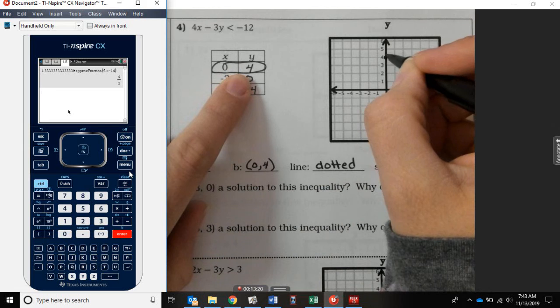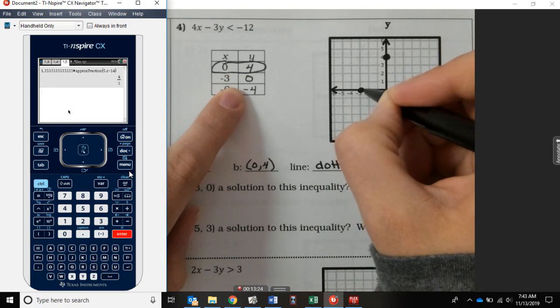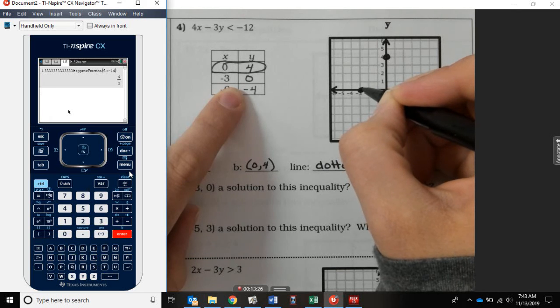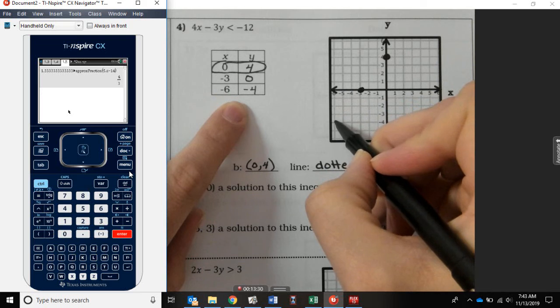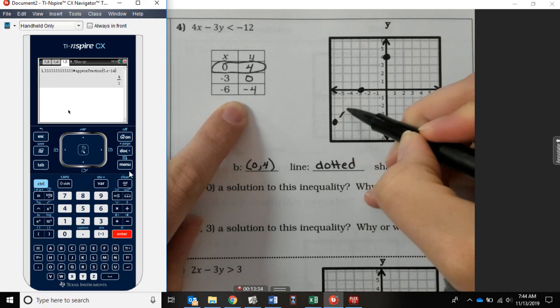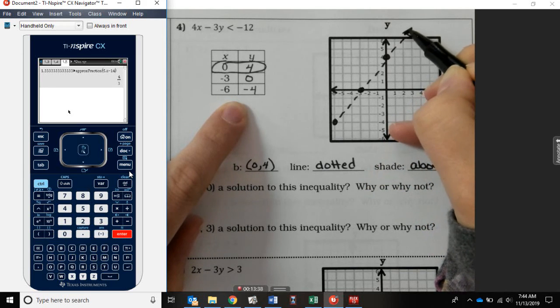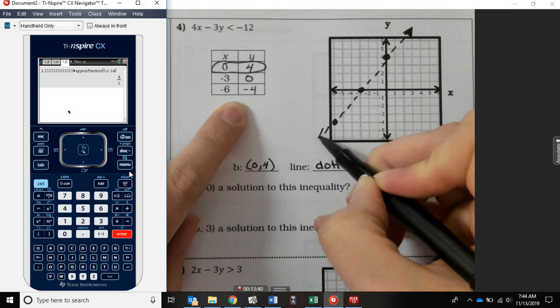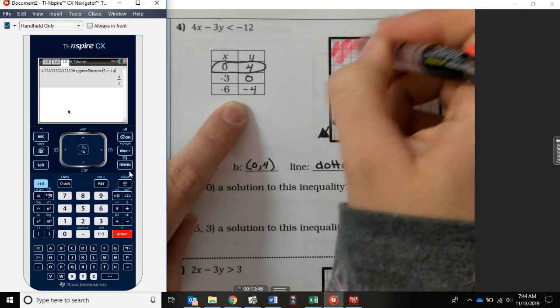And let's plot the points. 0, 4. -3, 0, that's also a special point, right? Isn't that your x-intercept or your 0? And then -6, -4. And it was a dotted line, so make sure that when you graph it, you give it a dotted line. Put arrows on the end though, it still goes on forever. And it said we were shaded above, so that's all of this up here.